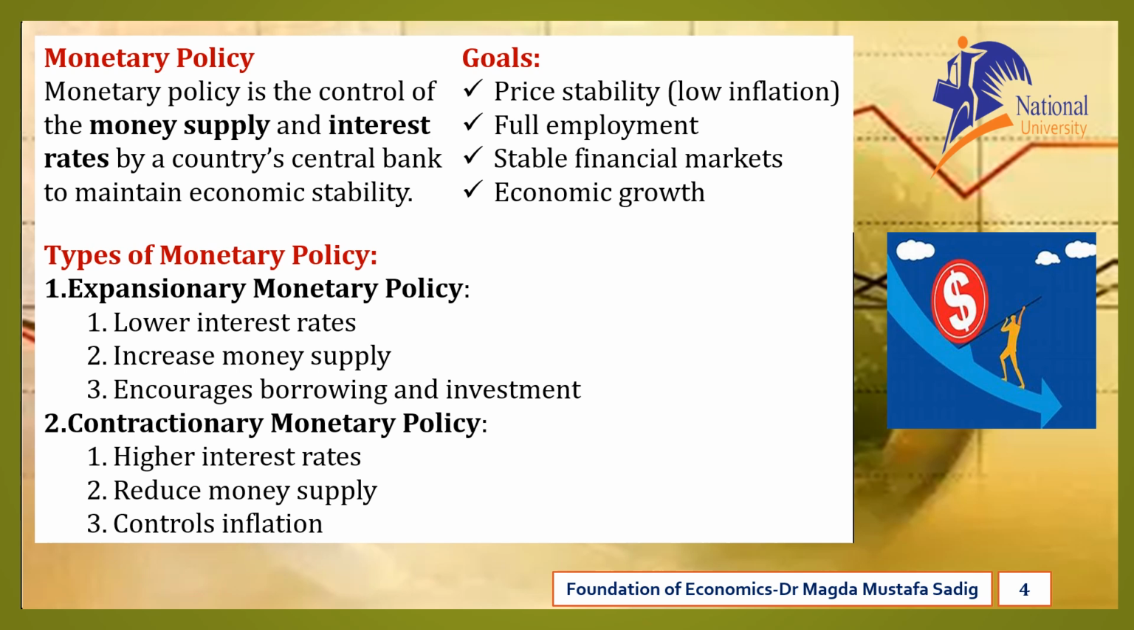It's used to maintain price stability, full employment, and economic growth. And there are two types: expansionary to boost the economy and contractionary to reduce inflation. So it's controlled by the central bank, not the government.